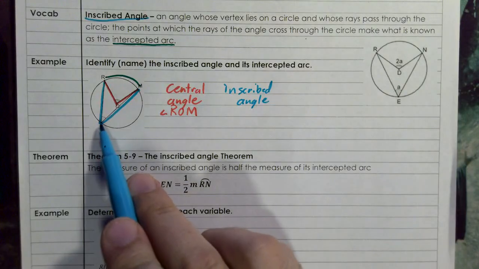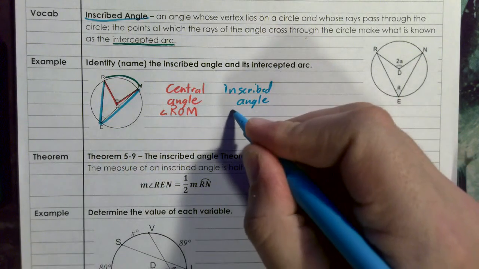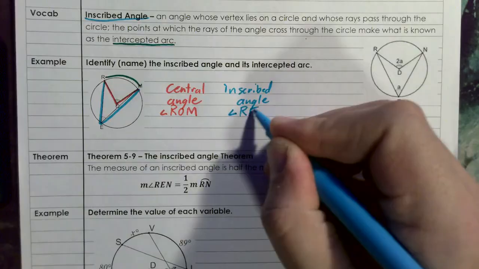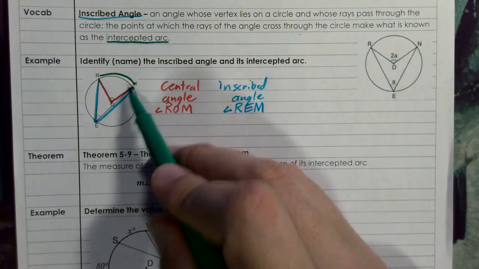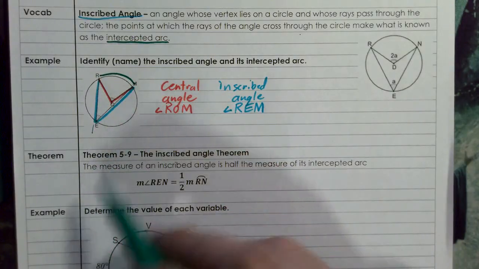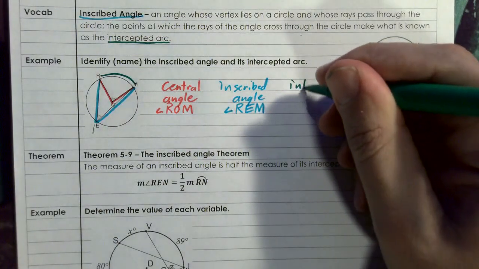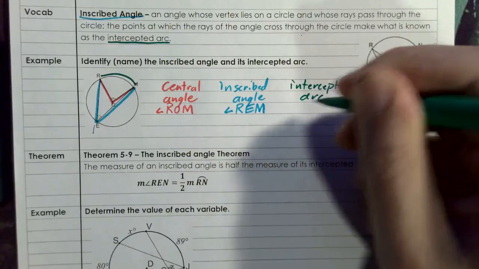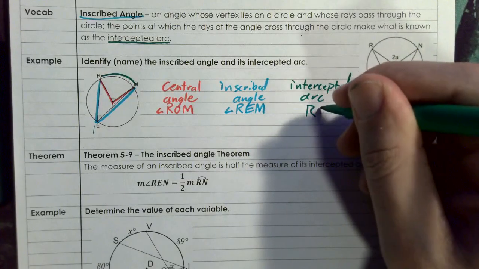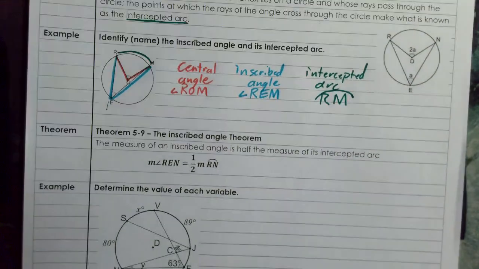An inscribed angle has one of its vertices on the edge of that circle. So the inscribed angle would be angle REM. Those both make intercepted arcs. So both this central angle here and that inscribed angle here both intersect this arc out here. So that would be arc RM. And to show that it's an arc, we draw a little arc right above it.